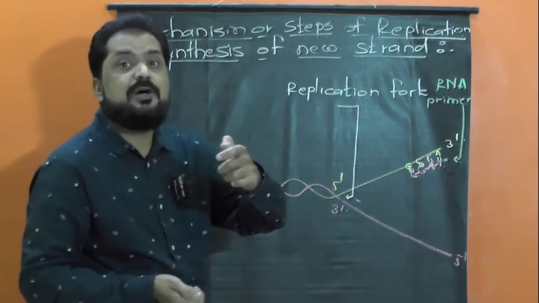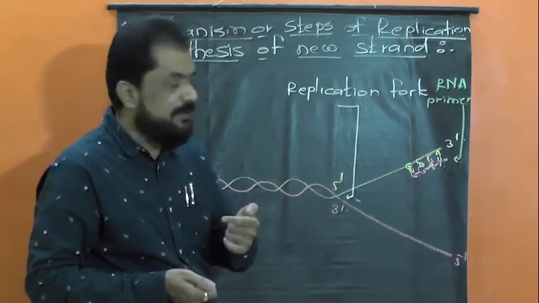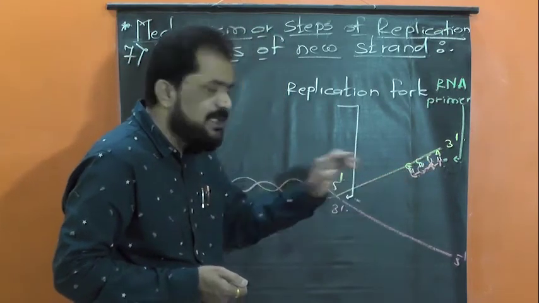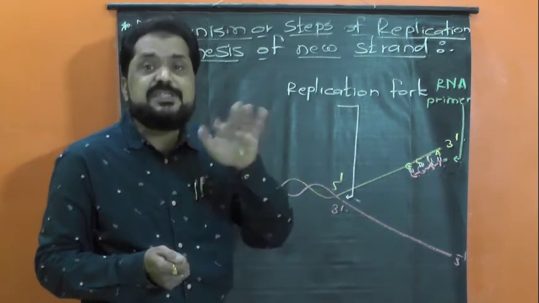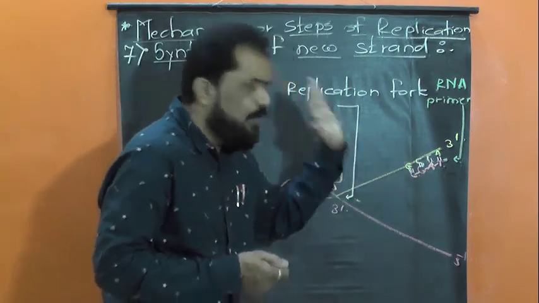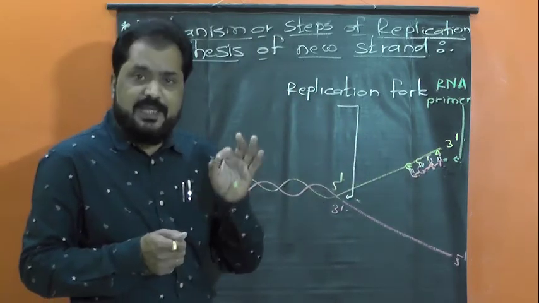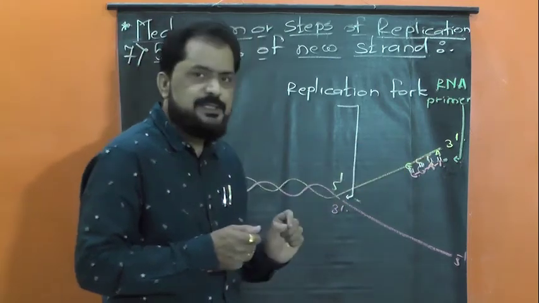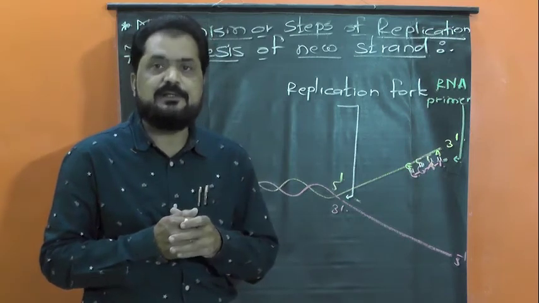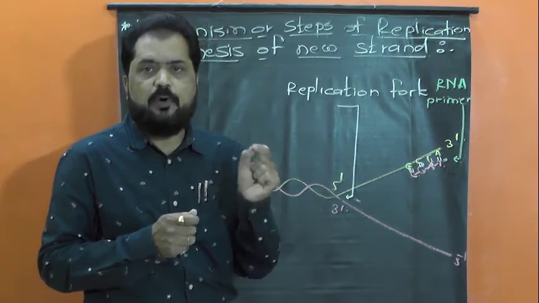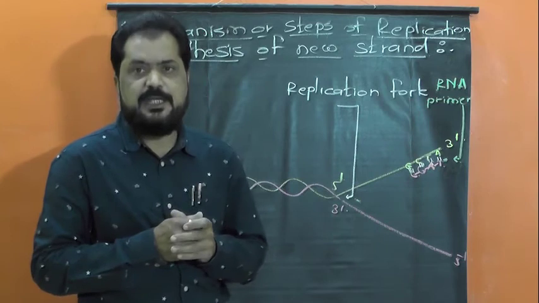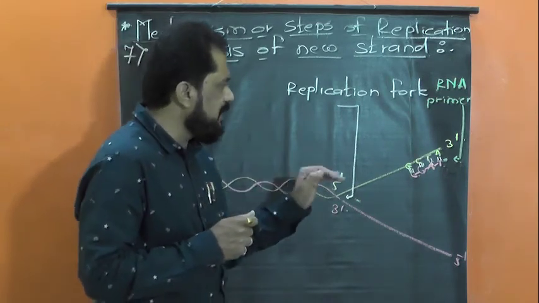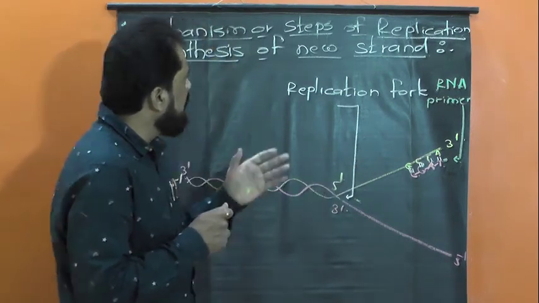Ultimately there is a synthesis, there is a formation of chain of deoxyribonucleotides, that is nothing but the new strand is synthesized on the old strand. For the selection and appropriate arrangement of these nucleotides, it requires enzymes like DNA polymerase III. Now, here we have seen about the synthesis of new strand.